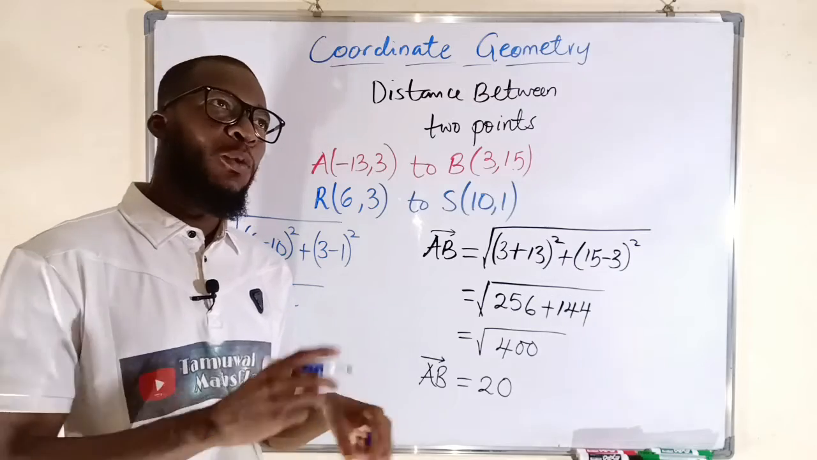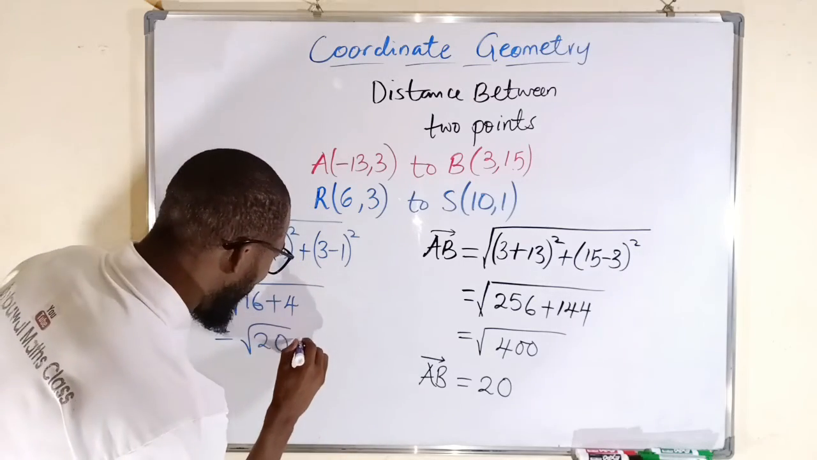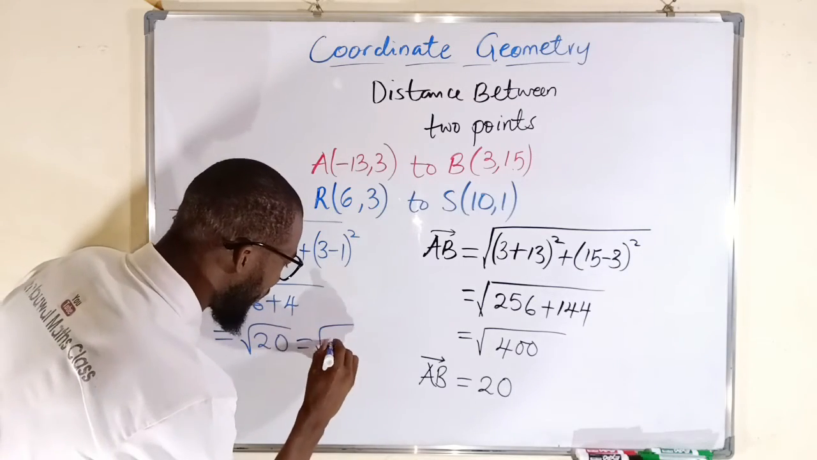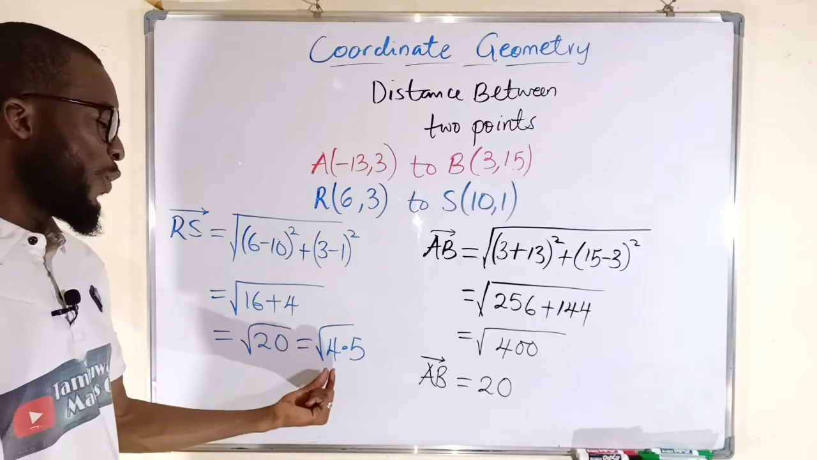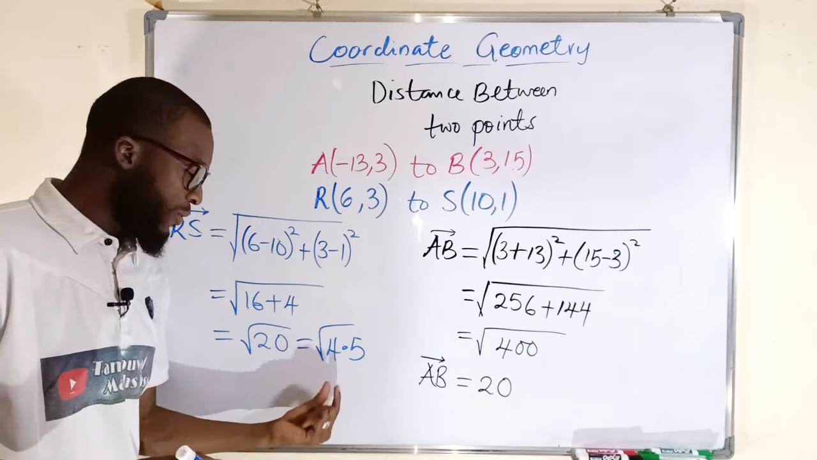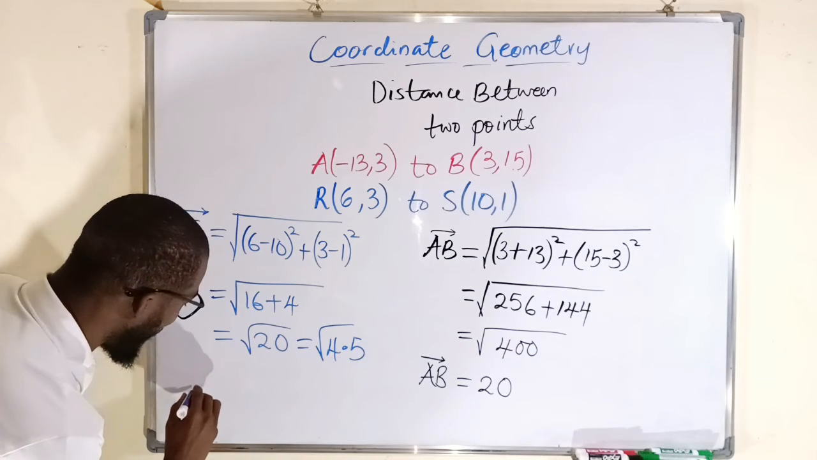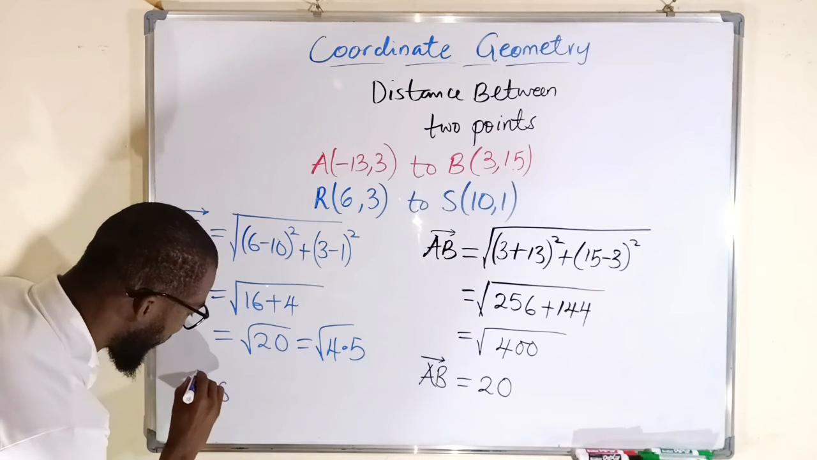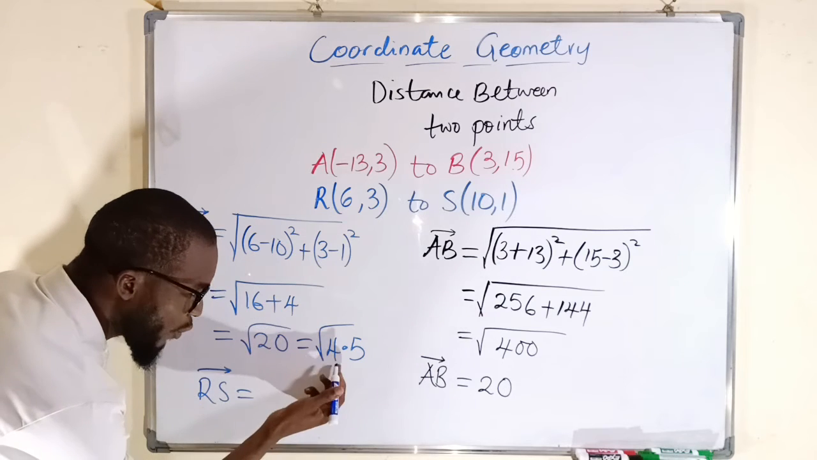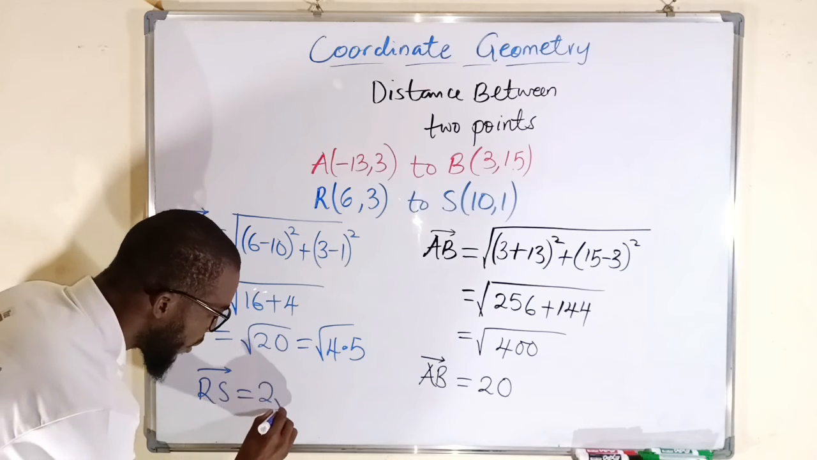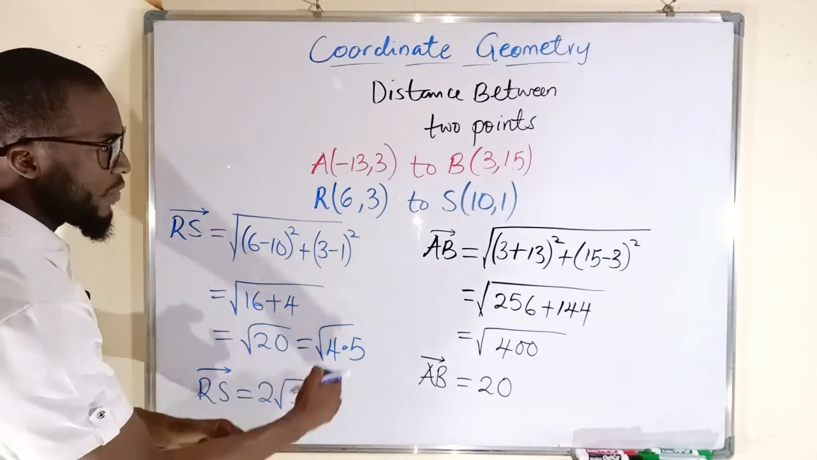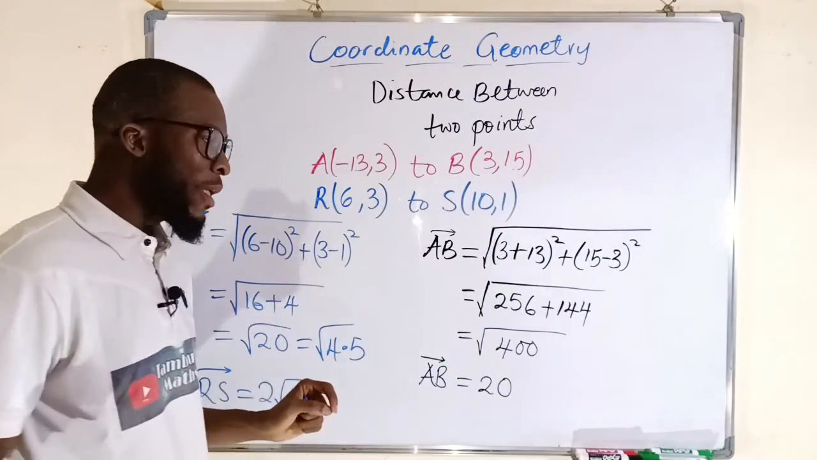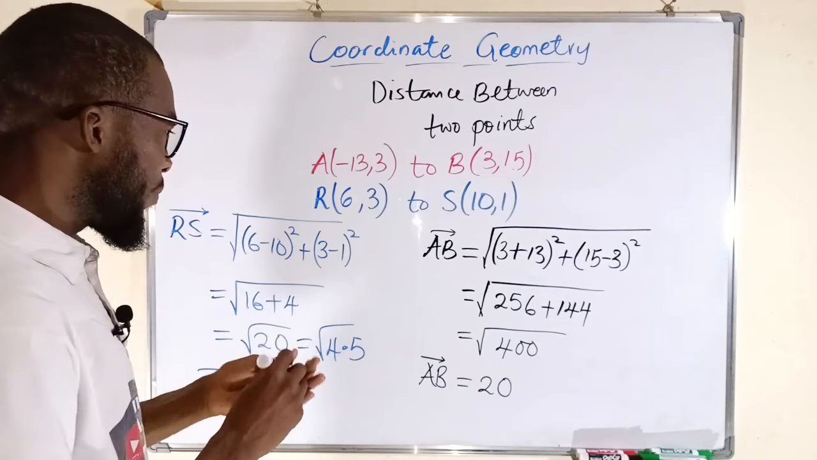And I know that 4 multiplied by 5 is equal to 20, right? So we can say that this is the same thing as 4 multiplied by 5. And we know the square root of 4 is 2. So finally, the distance between R and S is equal to the square root of 4, which is 2, then we leave 5 as root 5. This is the distance between these two points. And this is all I have for you today.